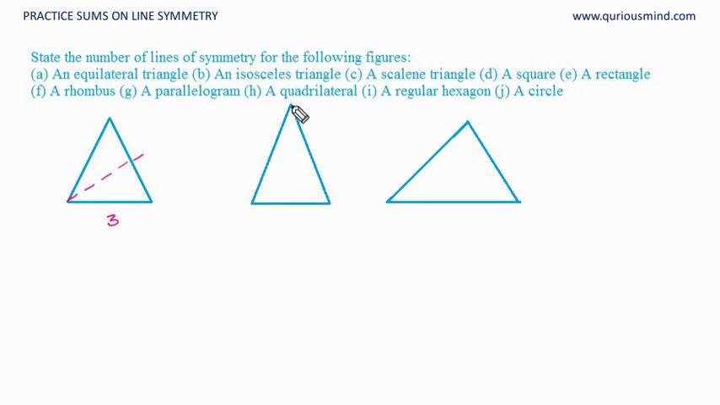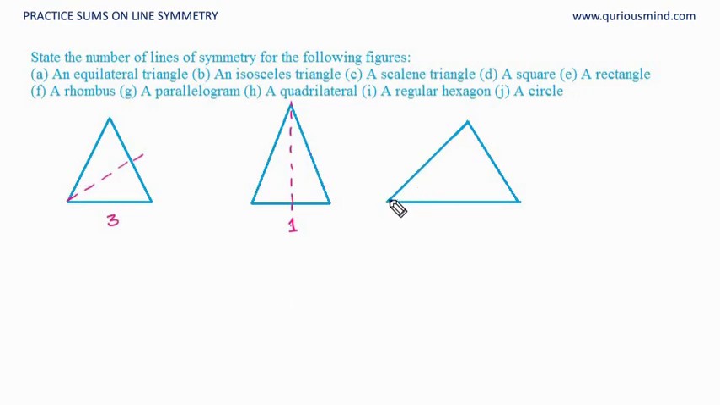For an isosceles triangle, we can easily see that there is a line of symmetry here, which passes through this vertex and the opposite side. But from here, I don't see any line of symmetry. If it passes through this vertex and the center of this side, it is not a symmetric figure which we get. Same way, neither here. So we have only one line of symmetry for an isosceles triangle.